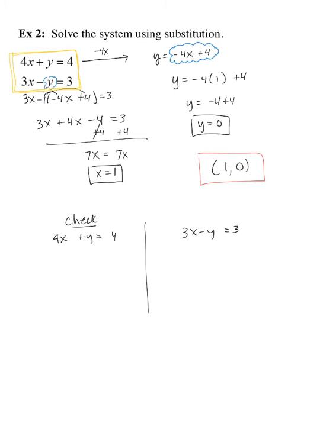Okay, so here we go. 4 times x, x is worth 1, plus y, y is worth 0. And that is good. All right, 3 times x, x is worth 1, minus y, y is worth 0. And that one works as well. All right, so I'm good.